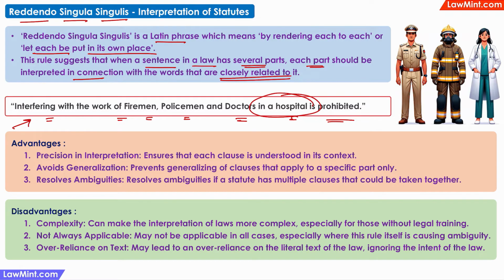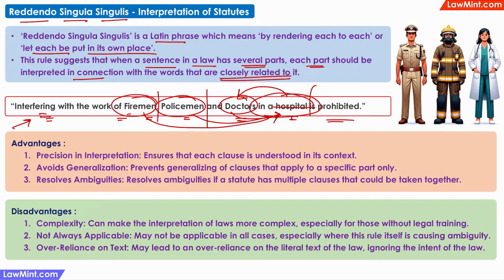In a hospital is closely related with the doctors. So this should be understood as interfering with the work of firemen, or interfering with the work of policemen, or interfering with the work of doctors in a hospital is prohibited. If the Reddendo singula singulis rule is not followed, then the sentence can be interpreted as interfering with the work of firemen, policemen or doctors in a hospital is prohibited, which means that interfering with the work of firemen or policemen or doctors outside a hospital is not prohibited. This does not make sense, does it?